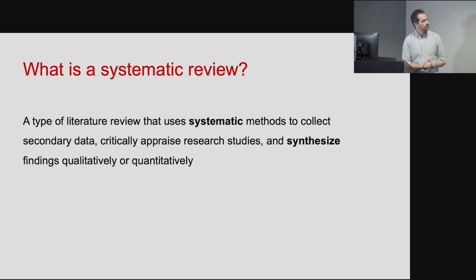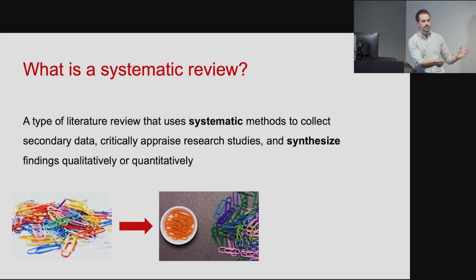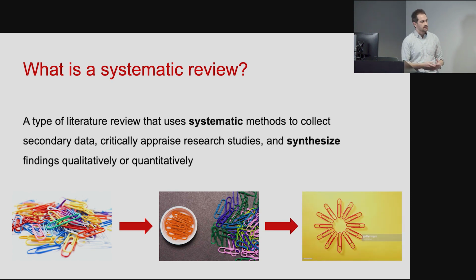And for example, I just found this definition. It's a type of literature review that uses systematic methods, so you say systematic, to collect secondary data, critically appraise research studies, and synthesize findings qualitatively and quantitatively. So it's a little bit like you have a lot of papers published, a lot of literature, and you select some items from this literature, but that's not enough because you have to give an output that is intelligible. It goes beyond just a collection of studies on one topic. You give to the reader an organized appraisal of the literature that you reviewed.